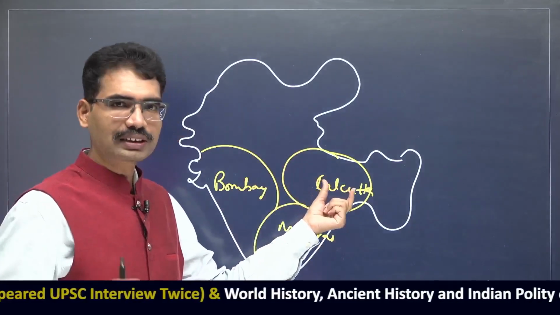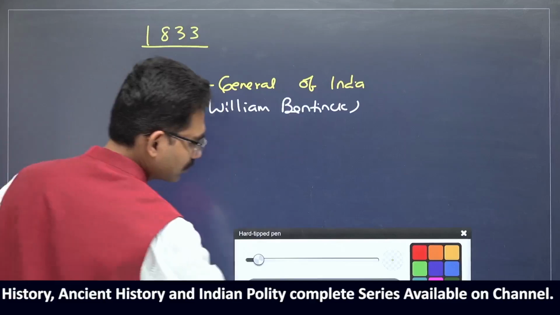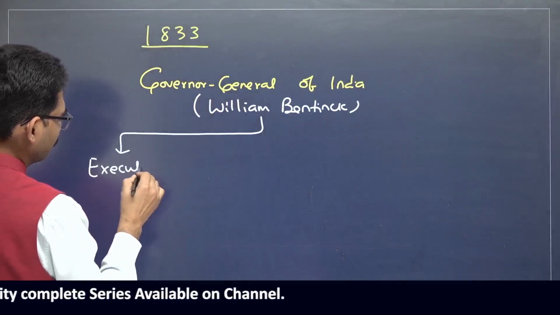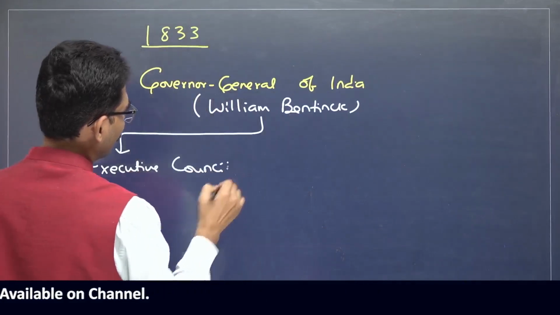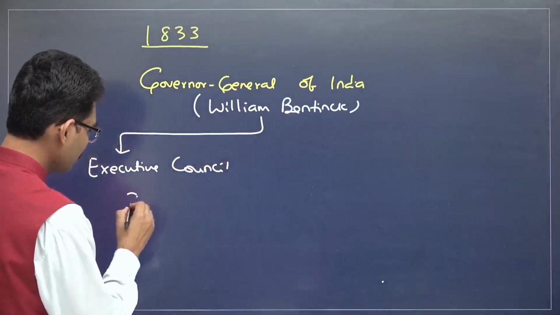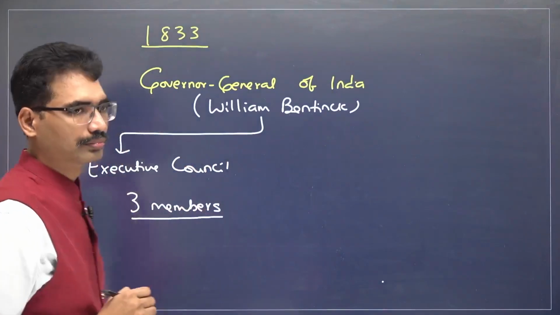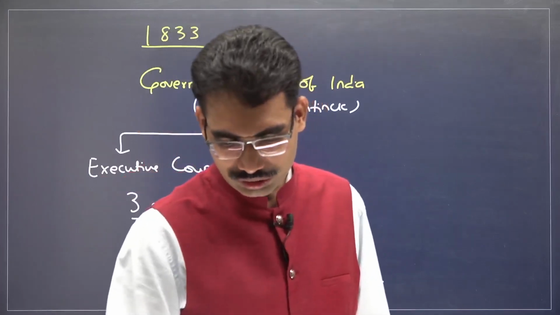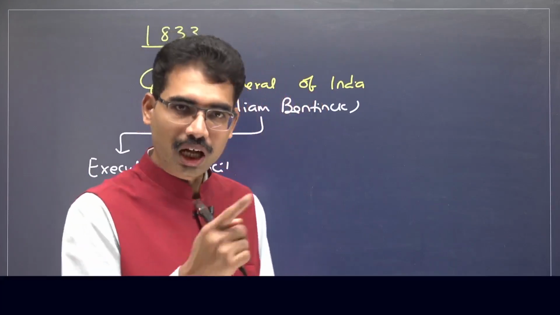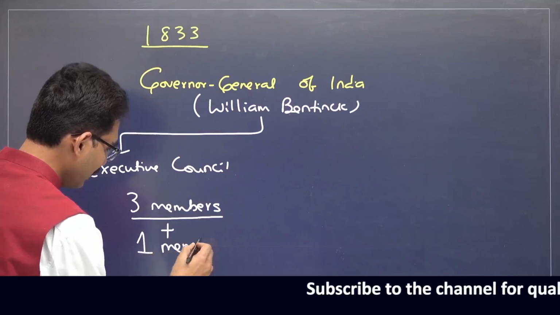The powers of the Governor General are going to be supreme. The Governor General will have an Executive Council. Governor General in Executive Council. How many members? 3 members. Governor General, Executive Council, 3 members up to 1833. Now, one more member is going to be added.